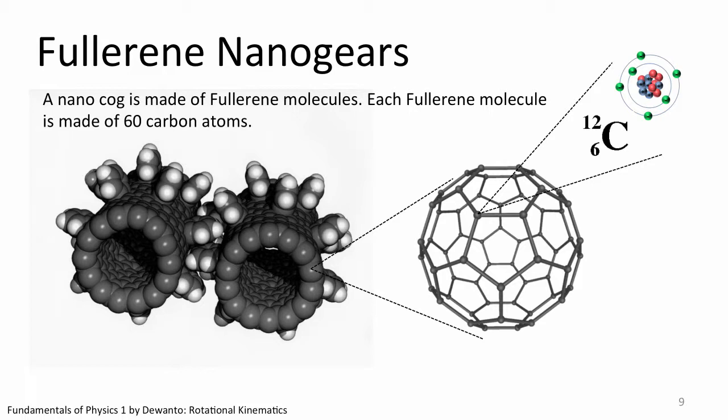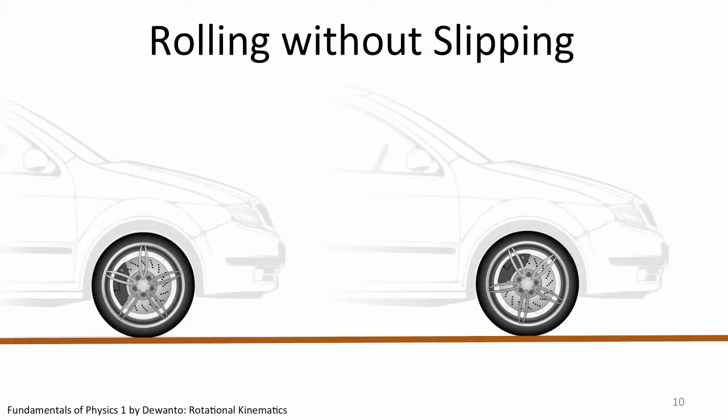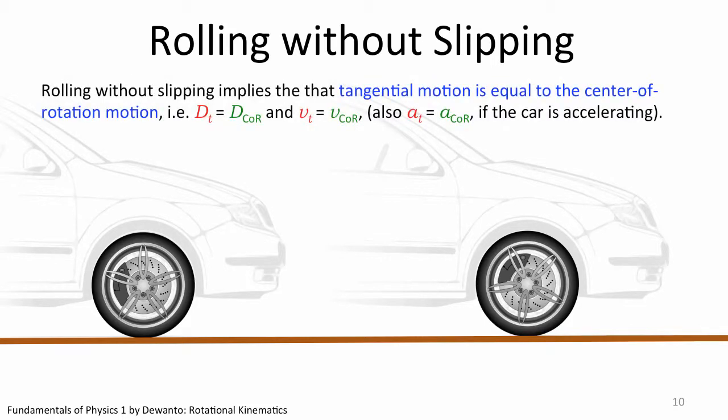Okay, enough with cogs and wheels. Let's get back to our moving car illustration to discuss the last point from this lecture, the concept of rolling without slipping. Rolling without slipping is a particular term used to describe the condition where the tangential motion of the tire is equal to the center of rotation motion of it.